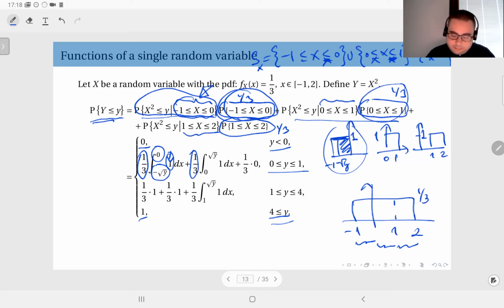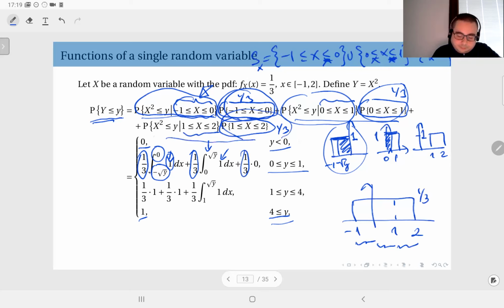And this probability, how can I find this? X squared less than or equal to y, given x is between 0 and 1. So my event is here, from 0 up to square root y. So that is the limits of this integral. And what is integrated is 1, which is the conditional PDF in this region. And plus the third term here, again, this 1 over 3 appears here.